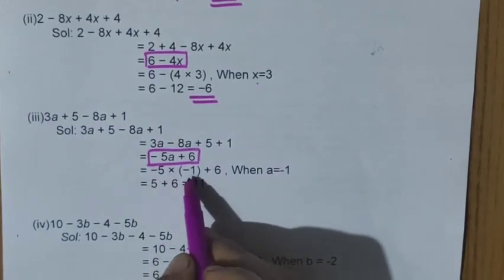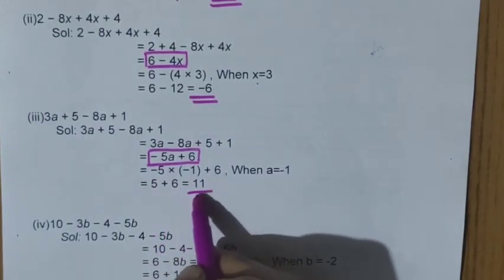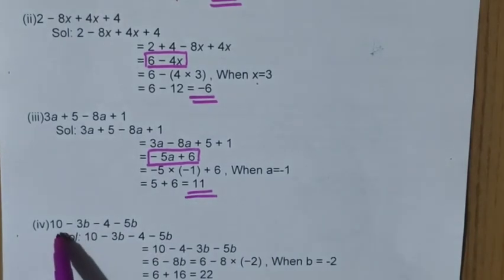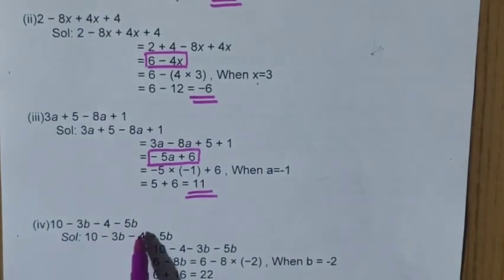So minus 5 into minus 1 plus 5 plus 6, it is equal to 11. What is the fourth question? 10 minus 3b minus 4 minus 5b.